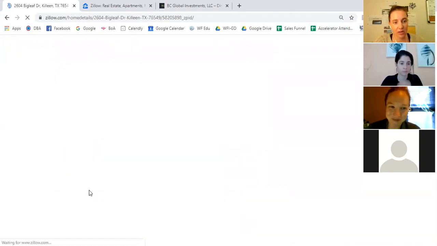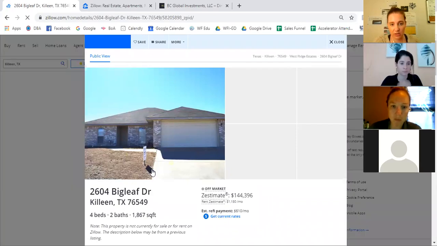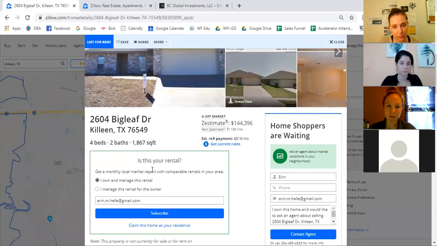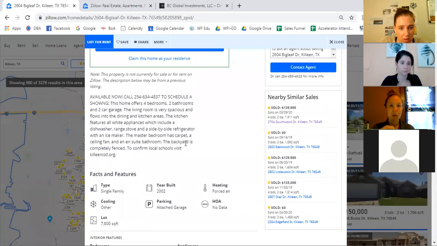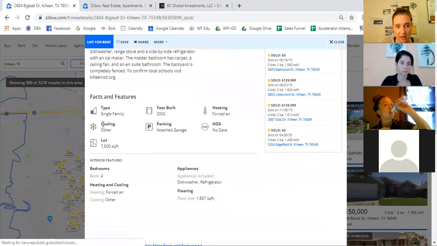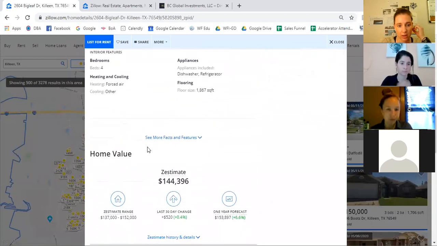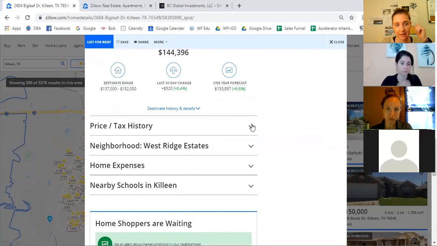Okay, so we'll go back to Zillow. We're going to go back to our subject property right here. So Zillow has a lot of data, like I said. You can see the property data, property facts here. This is where I found out it was built in 2002. And then if you go down, you can go to price and tax history.